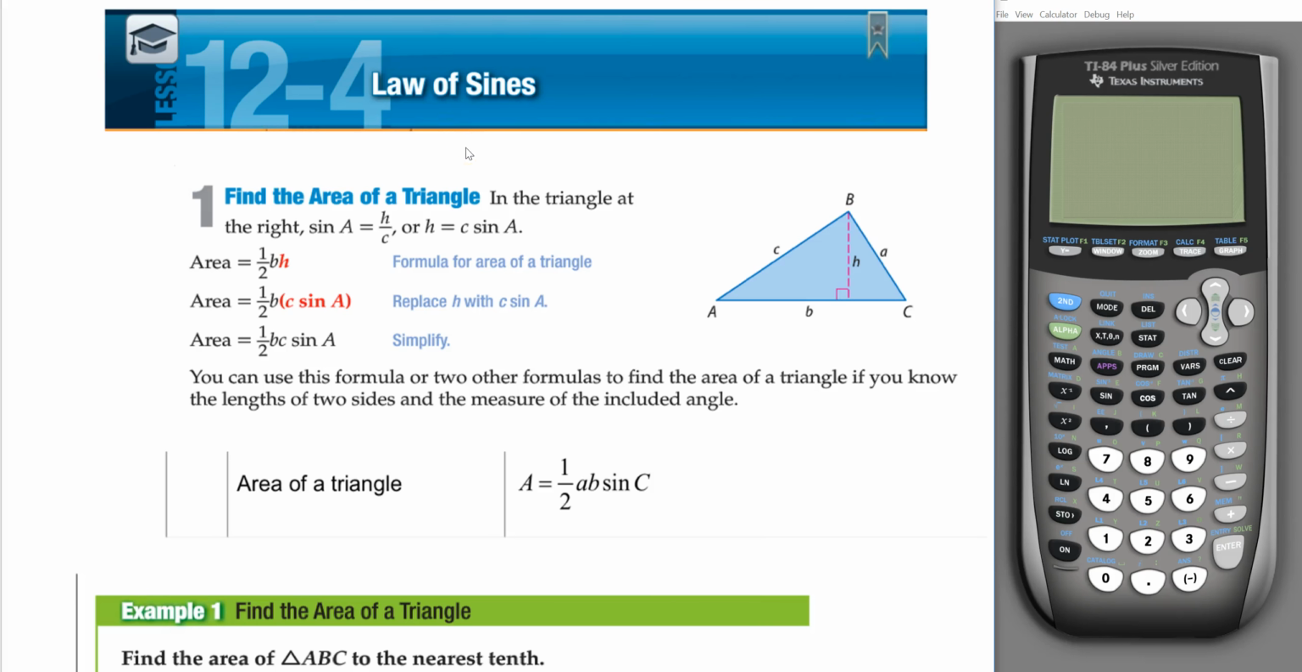12.4 Law of Sines. The first thing you notice is I have a calculator on the side. We're going to use the calculator a lot for the next 2 lessons. What we're going to do in these next 2 lessons is solve triangles a couple different ways. The first way is called the Law of Sines.